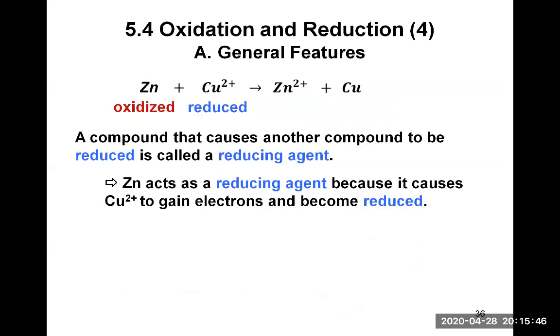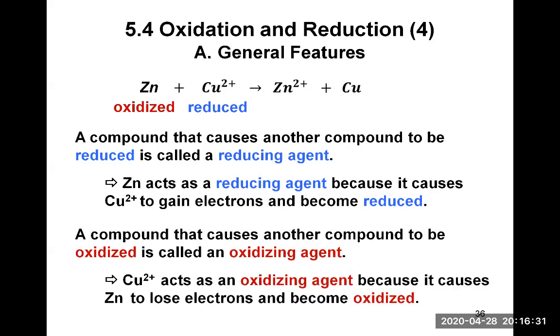Now some vocabulary that will be necessary for the homework in particular. A compound that causes another compound to be reduced is called a reducing agent. In this example, where zinc was oxidized and Cu2+ was reduced, the reducing agent is zinc, because zinc causes Cu2+ to gain electrons and become reduced. That's why zinc is the reducing agent here. Zinc gets oxidized, and by being oxidized, it reduces the other species. So it's the reducing agent.